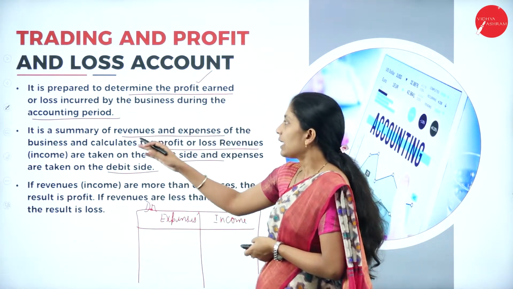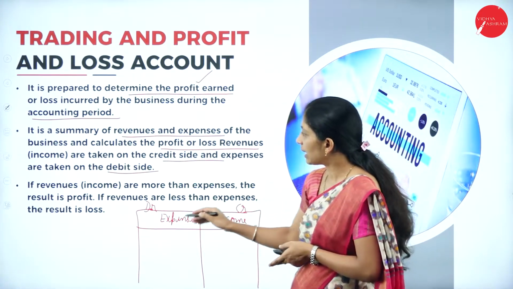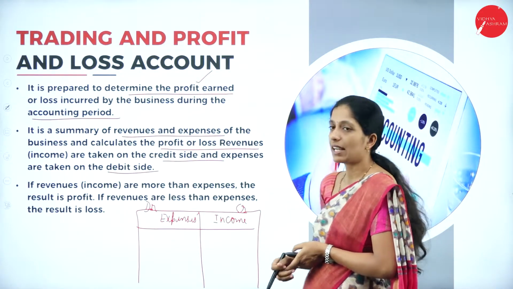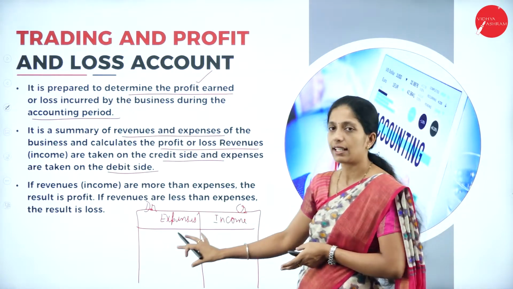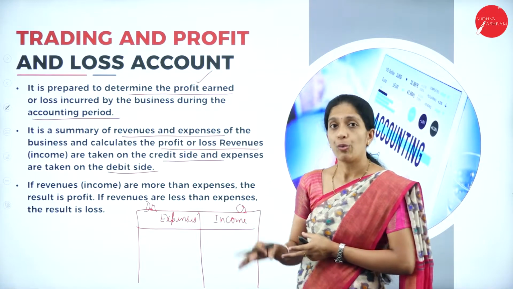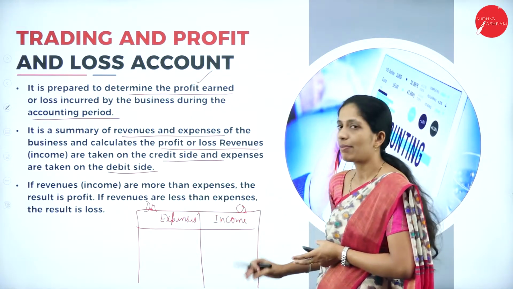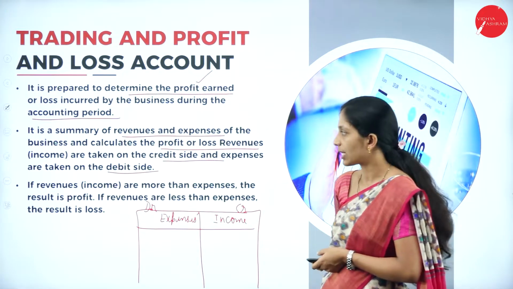So it is a summary of income as well as expenses of a particular business and calculates the profit or loss. The main intention is to calculate the profit as well as loss in that particular financial year, where all the expenses will be recorded in the debit side and all the incomes will be recorded in the credit side of the trading profit and loss account.